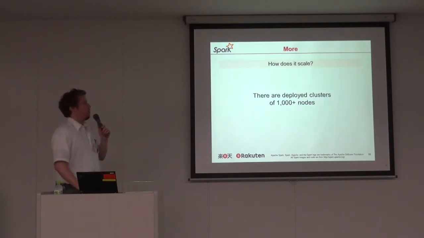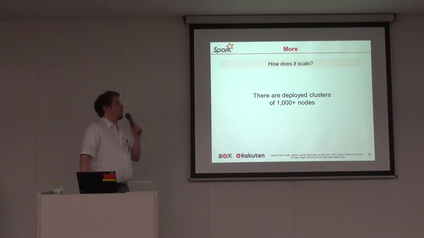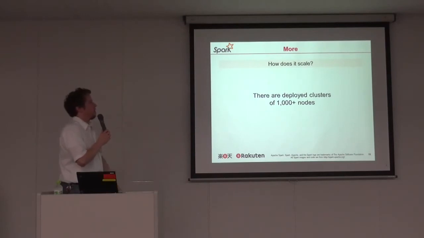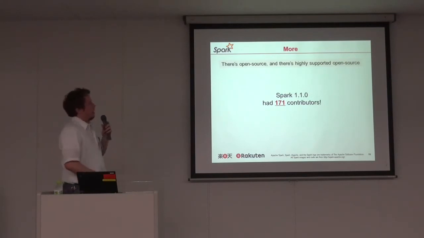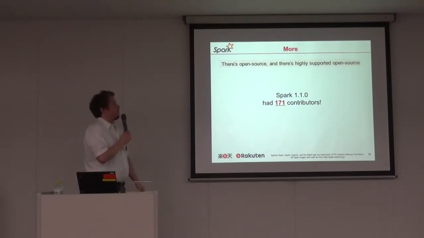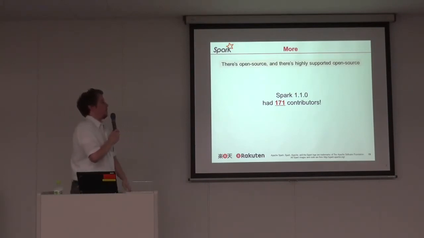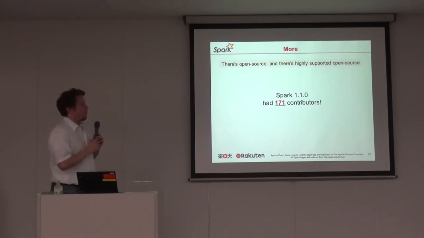So you might want to know how much does it scale. There are reports of deployed clusters of more than 1,000 nodes, which is pretty nice. And they have a huge contribution. So we have open source, and we have open source with many contributions. For example, OpenSSL wasn't supported enough, but Spark is on the total opposite of that. For example, for 1.1.0, they had more than 170 contributors, which is pretty huge.